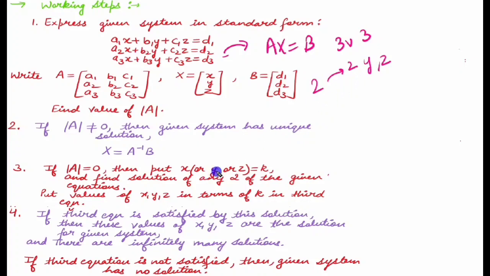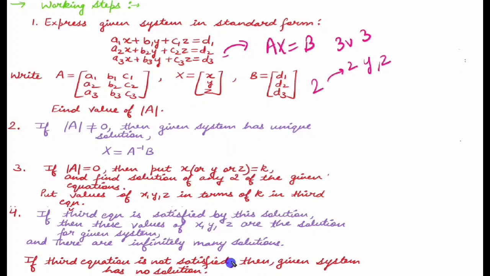After that, in the remaining equation, equation number 3, we put the values of x, y and z in terms of k, so that we find out whether these values satisfy this third equation or not. If the third equation is satisfied after putting the values of x, y, z, then we will say that the given system is consistent and it will be having infinitely many solutions. But if the third equation is not satisfied, then the given system of linear equations will be having no solution. The system will be inconsistent.